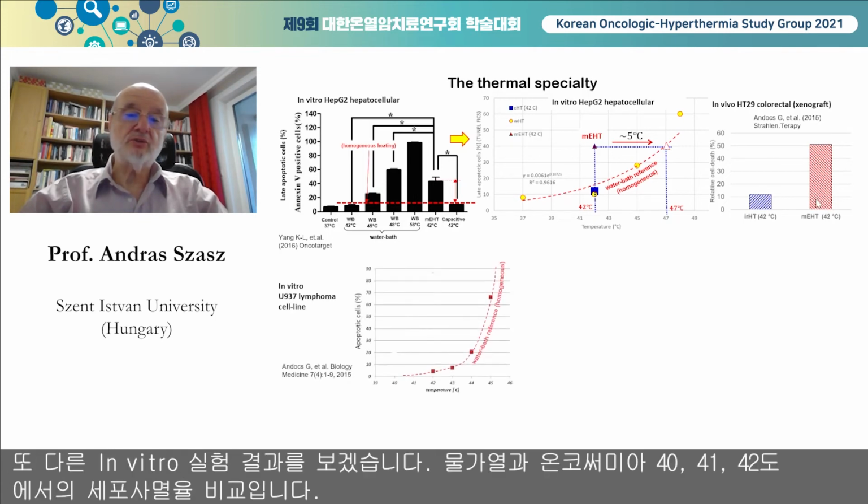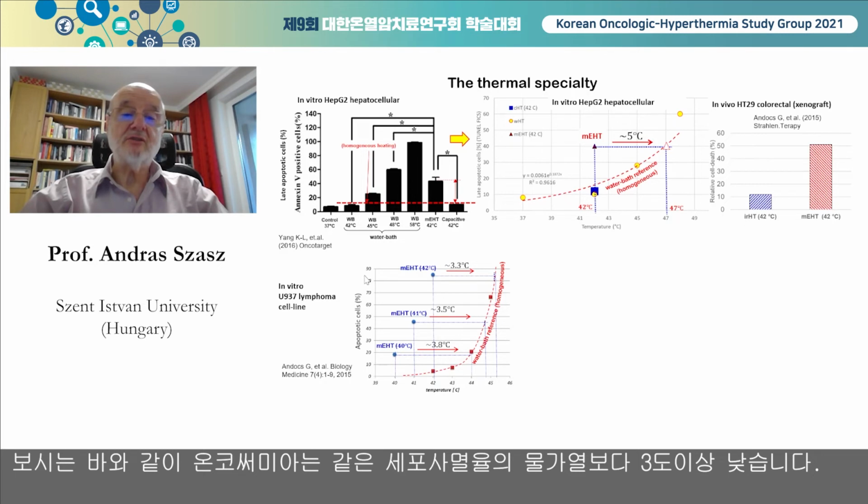Another experiment also shows the same. Here is the water bath reference, homogeneous, and then here are the measurements of modulated electrohyperthermia at 40, 41, 42, and then you can see that the rafts are always at least 3 centigrade higher in temperature, so making the same effect 3 centigrade earlier than the water bath does.